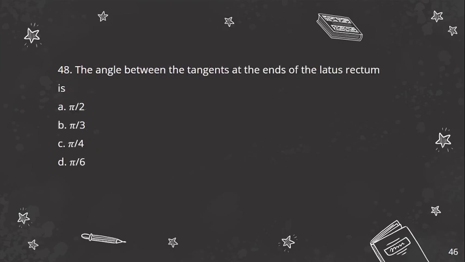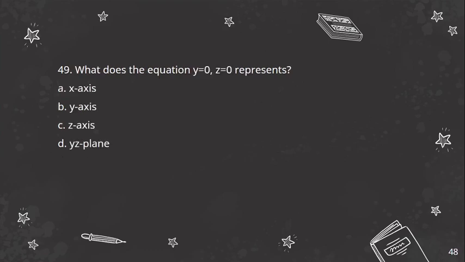Question number 48. The angle between the tangents at the ends of the latus rectum is, the correct answer is 90 degrees, which is equal to pi by 2. A tangent is always perpendicular, whether it is latus rectum or not. What does the equation y is equal to 0, z is equal to 0 represent? In a coordinate system we have x axis, y axis and z axis. If y and z are 0, then the obvious coordinate will be the x axis.